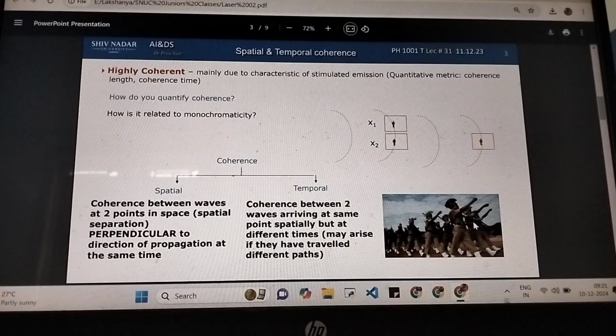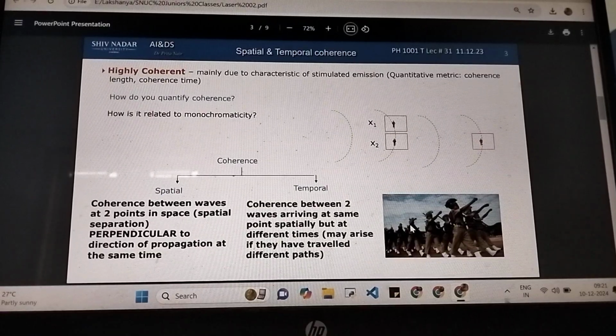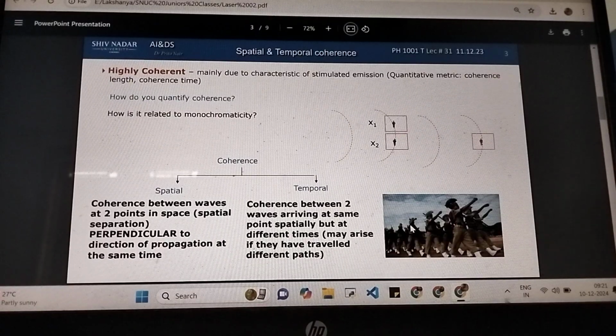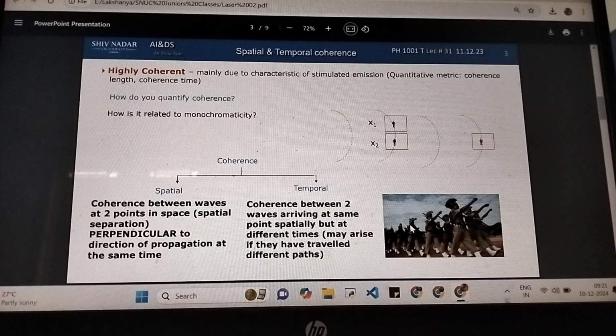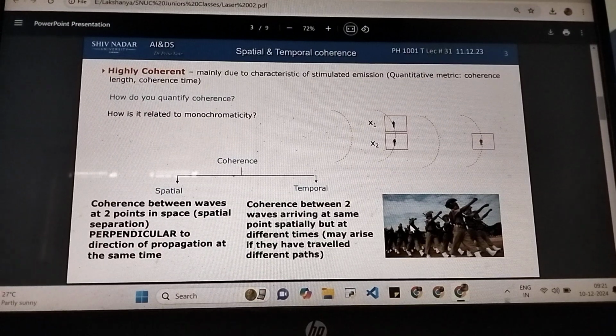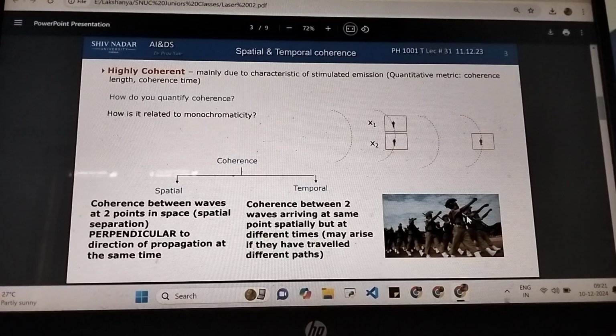They are arranged in rows and columns, and here, in the context of the march past, coherence would be defined as the coordination or the sync between the different cadets. When someone puts their right foot forward, everyone in the same row should put the right foot forward, and when someone lifts their left arm, everyone should lift the left arm. That sync is what we call coherence in this analogy.